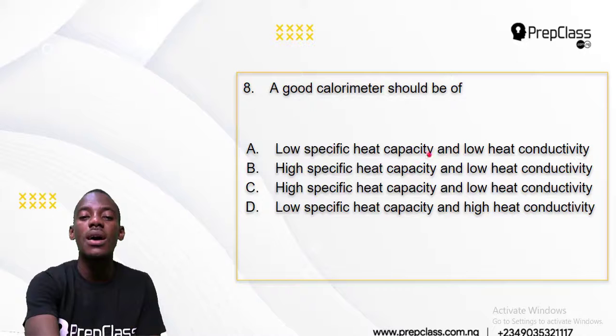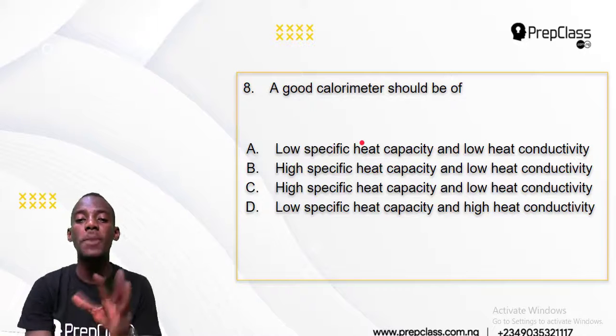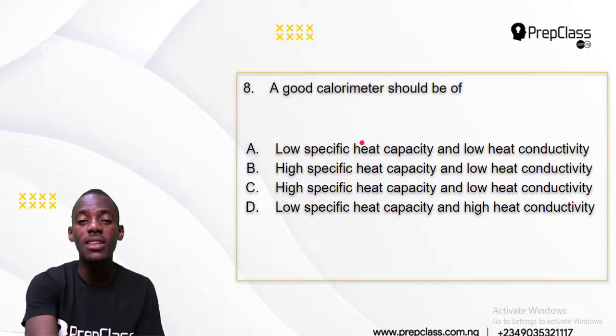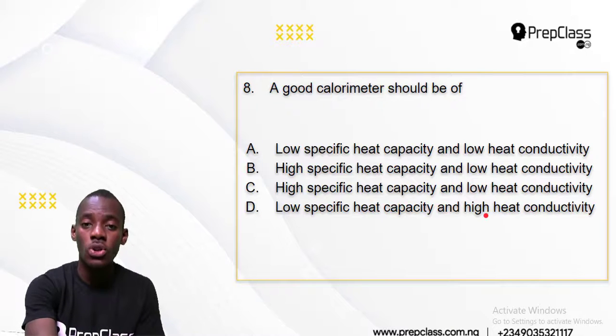Now let's see what should be the property of a good calorimeter. Is it low heat capacity and low heat conductivity, or high heat capacity and low heat conductivity, or high specific heat capacity and low heat conductivity, or low specific heat capacity and high heat conductivity?